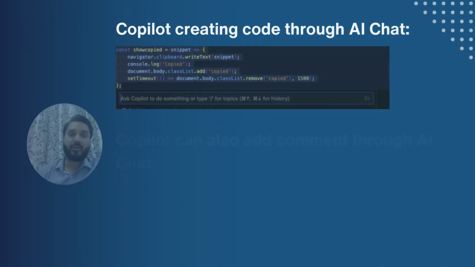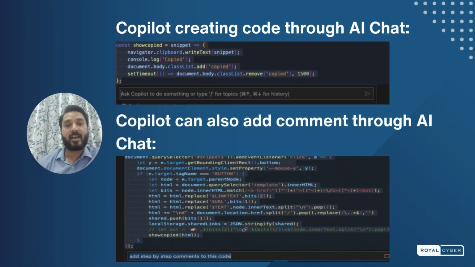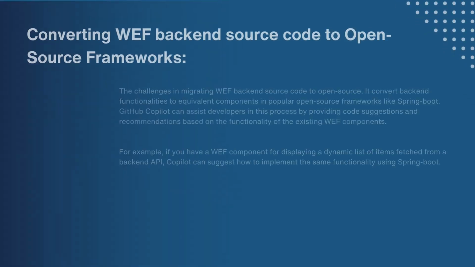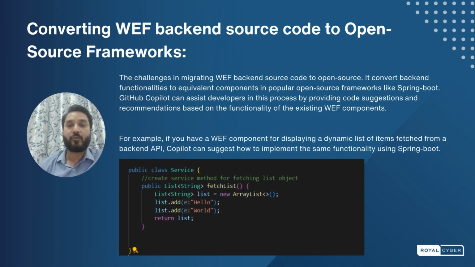Moving further, Copilot can create code through AI chat also. Copilot can also add comment lines through AI chat. If we use the comment option through the AI chat, it will comment all the selected lines with a proper description. Now, converting web backend services code to an open source framework like Spring Boot.